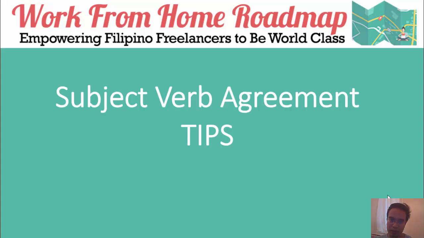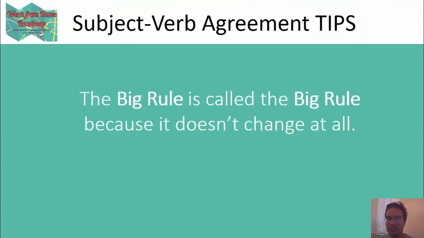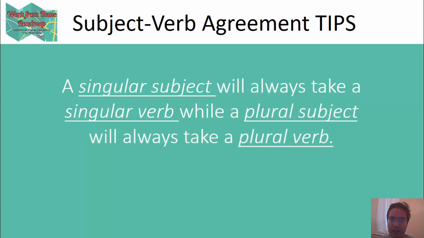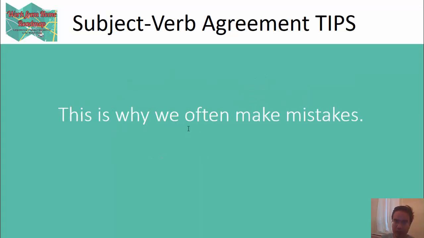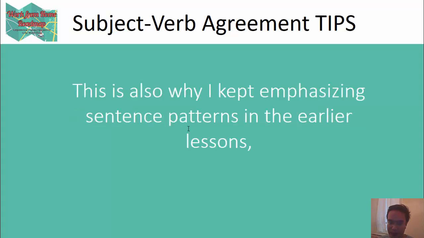Let me give you some subject-verb agreement tips. The big rule is called the big rule because it doesn't change at all. A singular subject will always take a singular verb, while a plural subject will always take a plural verb. But as we form longer and more complex sentences, the challenge of finding the real subject becomes an issue. This is why we often make mistakes.